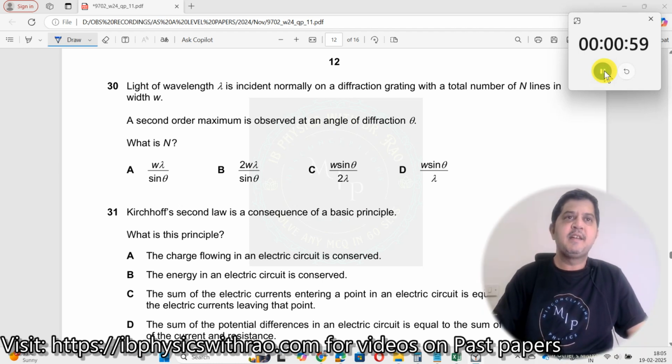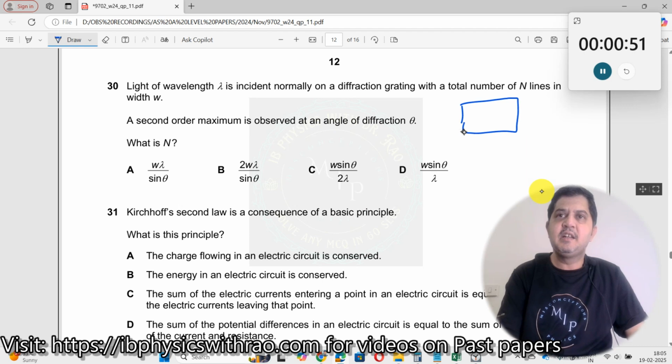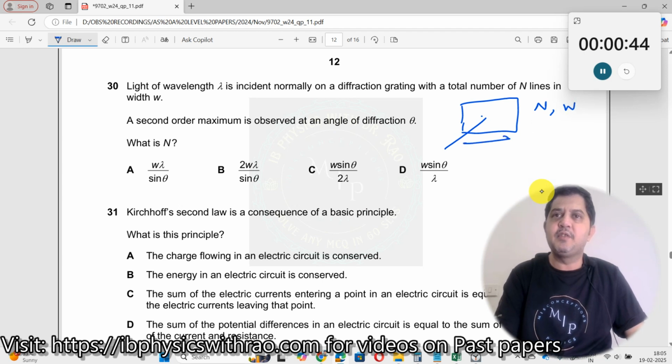Question number 30. Light of wavelength lambda is normally incident on a diffraction grating with a total number of N lines in width W. So you have a diffraction grating, and it is incident over here. So you are having N lines in a width of W. This width is W. Okay, so we define something over here.